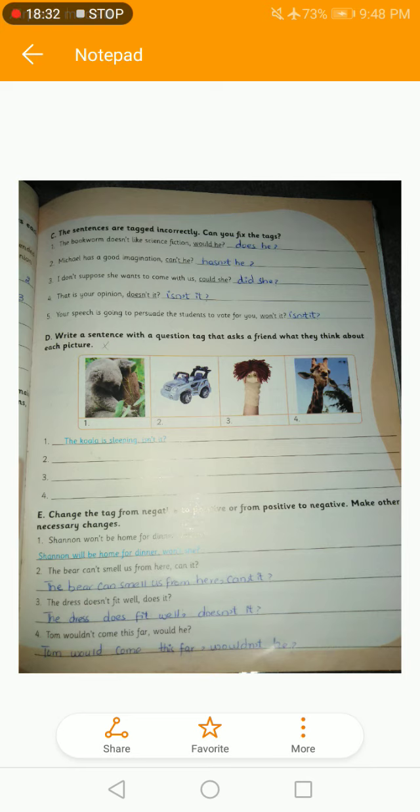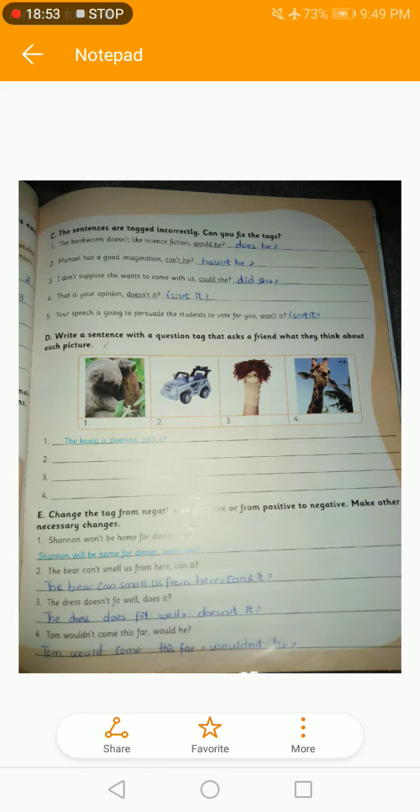The fifth one is your speech is going to persuade the students to vote for you, won't it? Isn't it? So you have to change. In the first blank you have to write does he. In the second, hasn't he. Third, did he. Fourth, isn't it. And fifth, also isn't it. Okay, now look at exercise E.